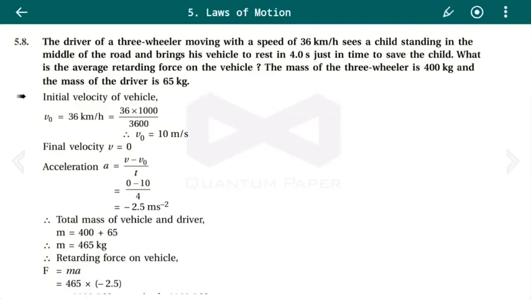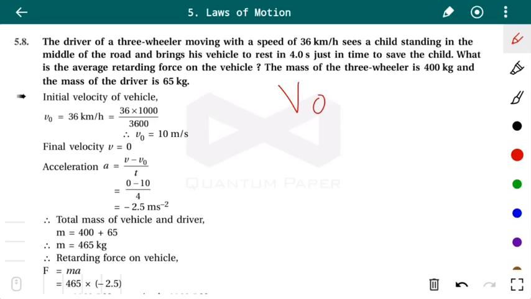Now let us solve numerical number 8. The driver of a three-wheeler moving with a speed of 36 km per hour sees a child standing in the middle of the road and brings his vehicle to rest in 4 seconds, just in time to save the child. So here we can say that the initial speed of the driver's vehicle is 36 km per hour.